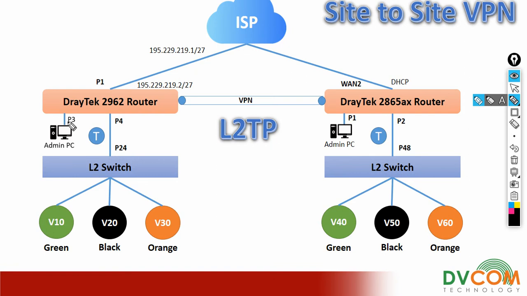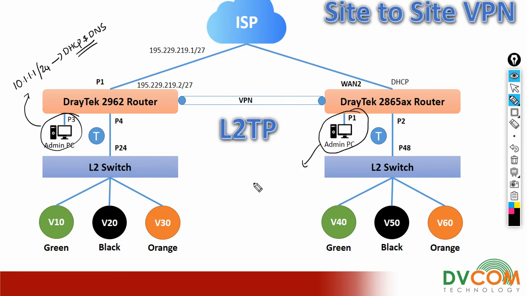As I mentioned to you, port number 3 on the HQ side, we are going to use for management purposes, and we configure the IP address as 10.1.1.1/24, and DHCP and DNS are enabled. And on the branch side, port number 1 we are going to use for administrative purposes, and we configure 10.2.2.2/24, and DHCP and DNS are enabled.